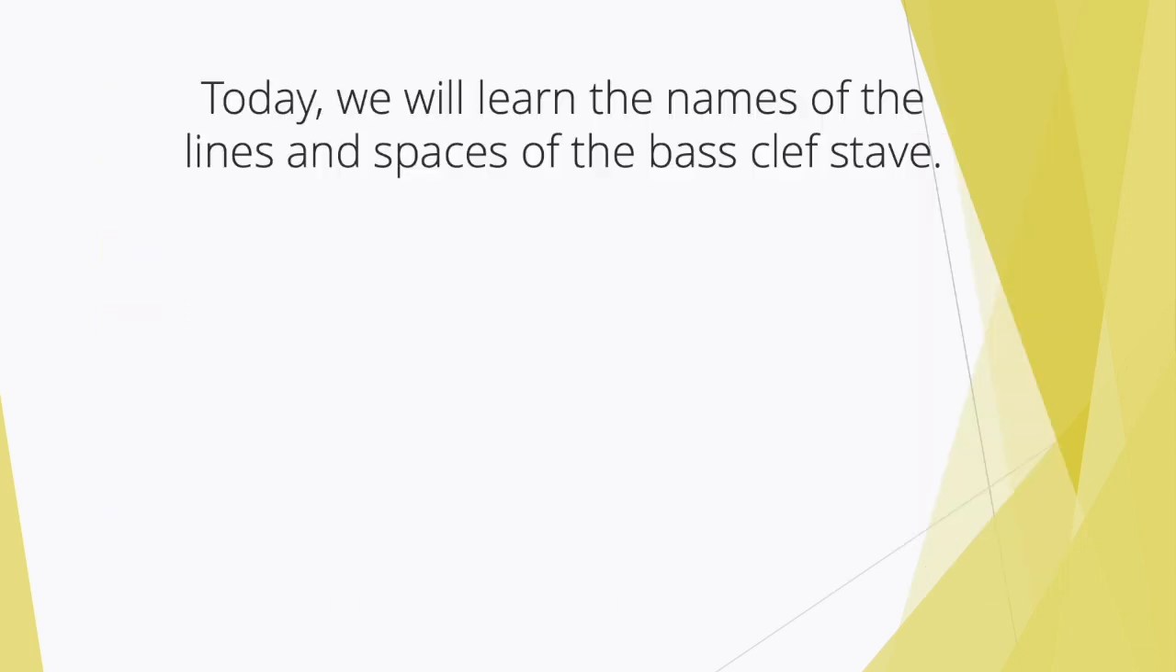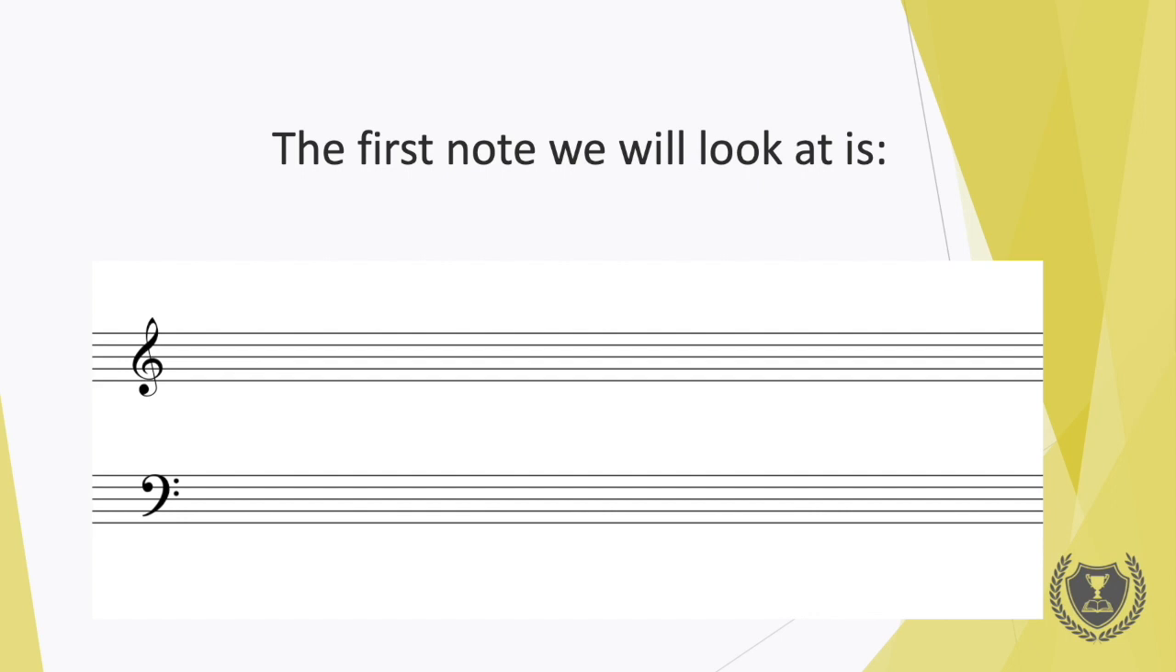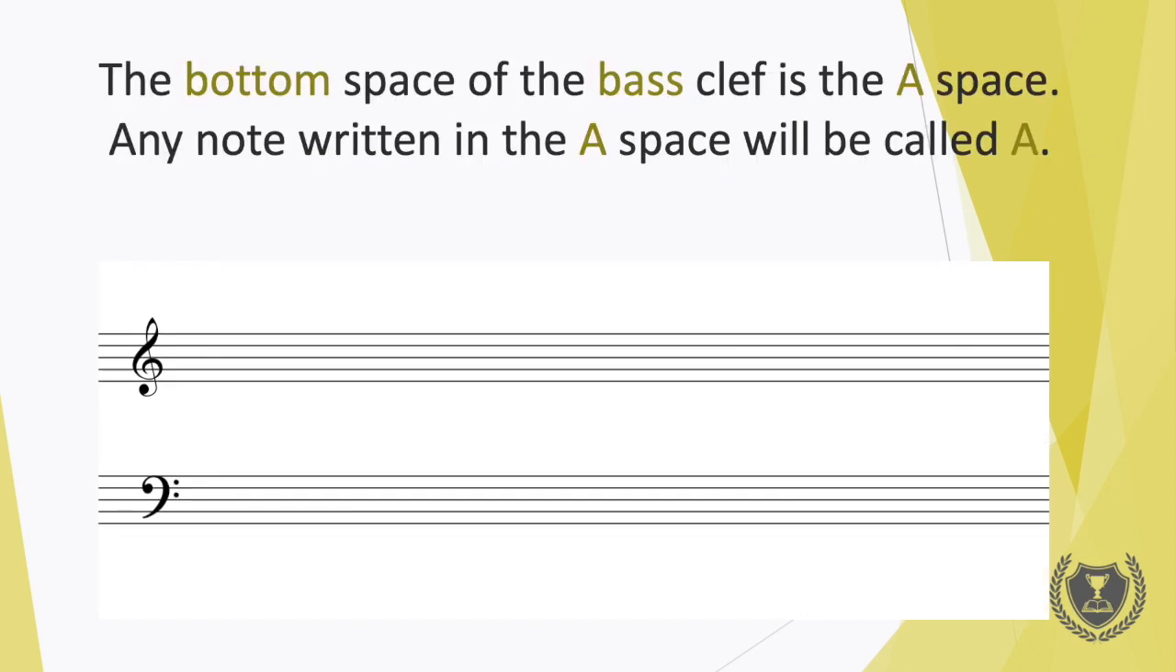Today we will learn the names of the lines and spaces of the bass clef stave, and the first note we will look at is A. Now, the bottom space of the bass clef is the A space, and any note written in the A space will be called A. Here we have a whole note written in the A space, so it is called A.